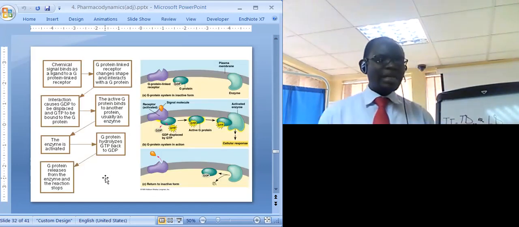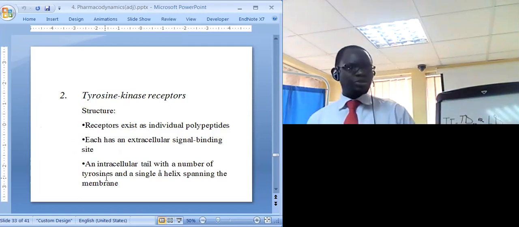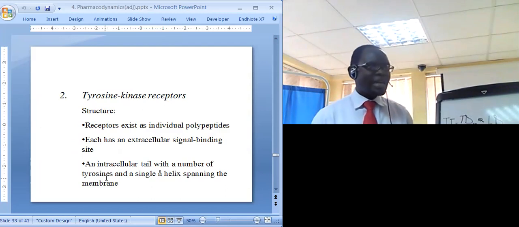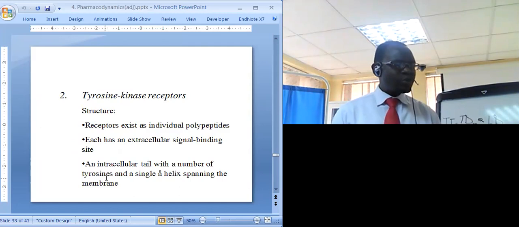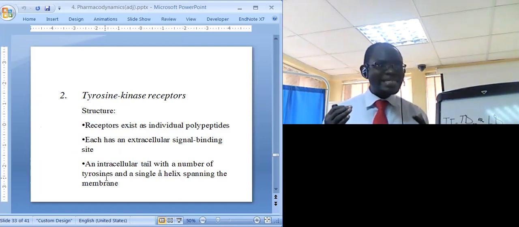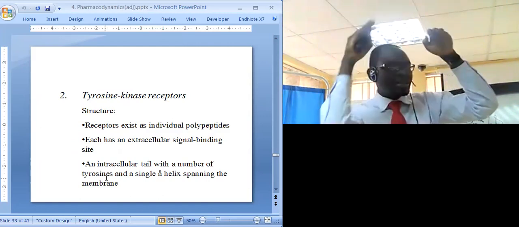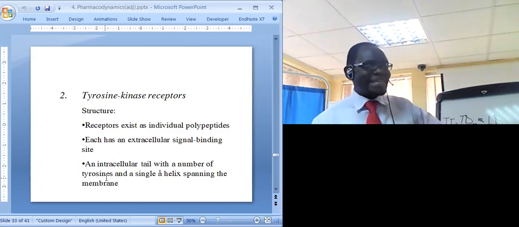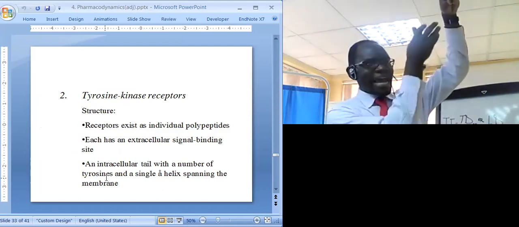Yeah, the G protein linked receptor for that matter. And then we have another one which we refer to as the tyrosine kinase receptors. These are basically receptors that exist as individual polypeptides, and each has what we call an extracellular signal binding site. It has an extracellular signal outside the cell, and it also has an intracellular tail. In other words, there is a communication from the outside to the inside.